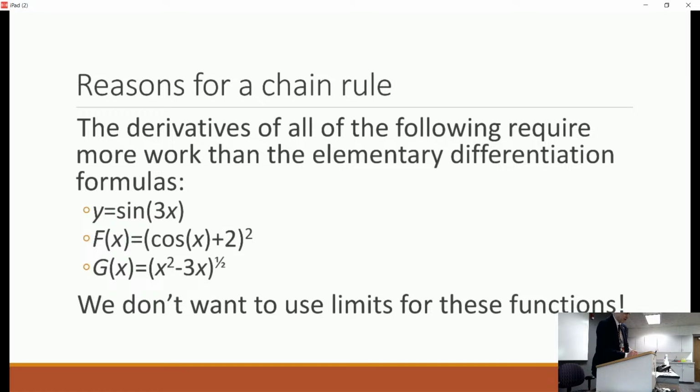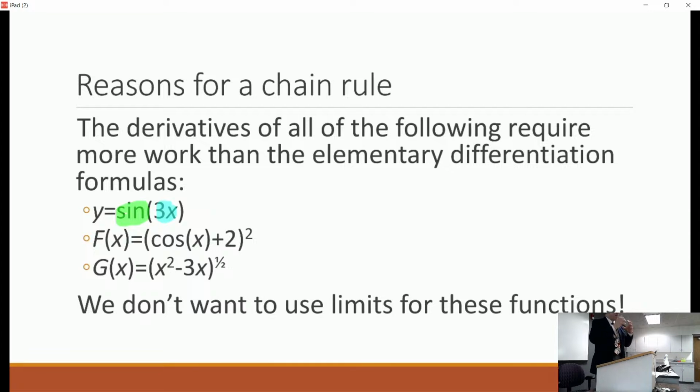You can see here that this is the sine of 3x. So you have the composition of sine with 3x. I won't highlight the others, but you have the same idea. This is the composition of cosine of x. Actually, the square is the outer function, and the inner function is cosine x plus 2. This last one is the square root of x squared plus 3 minus 3x.